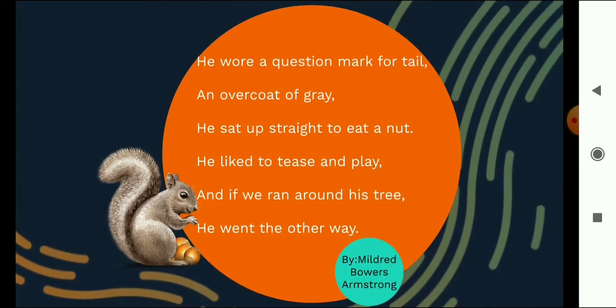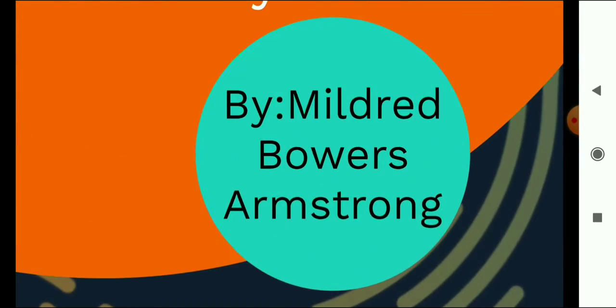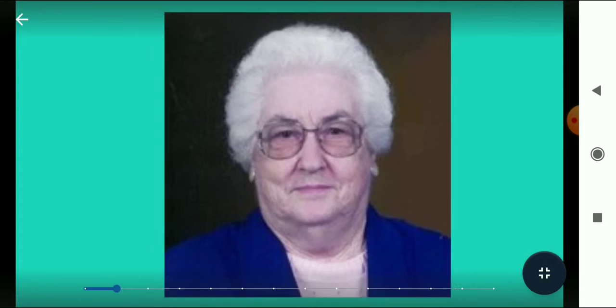This poem is written by Mildred Bowers Armstrong. Please pay attention to the spelling of the poet's name, and you can also see the picture of the poet, right? Now we'll go back to the poem and analyze it a little bit. We will see what it means.